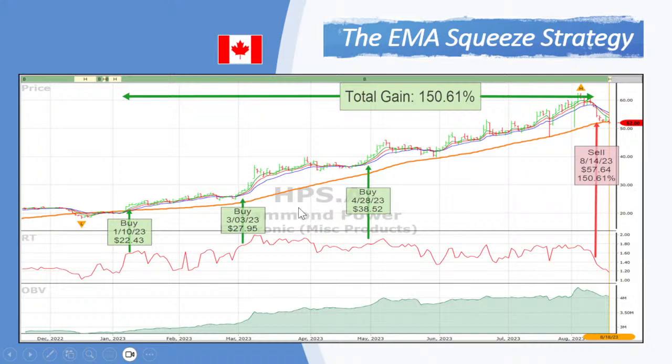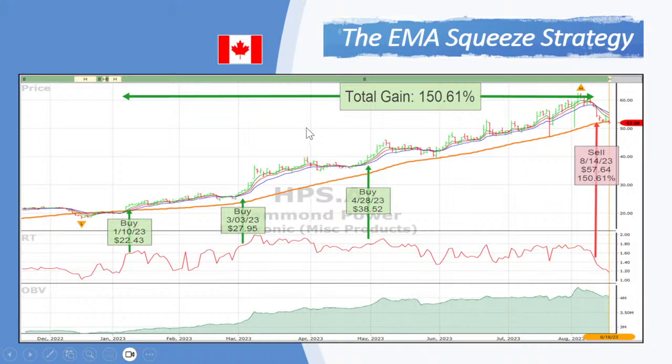So there's really 2 buy signals. There's one where the price of the stock first crosses above the 50-day moving average. That's kind of your initial buy signal. And then there will be buy signals along the way as price remains above the 50-day moving average but softens from time to time. Those 3 EMAs squeeze, and as price resumes its uptrend, those 3 EMAs will fan apart, and those are additional buy signals. So the initial buy came on January 10th of 2023. The sell signal didn't come until August in this case, 8 months later, 150% gain.